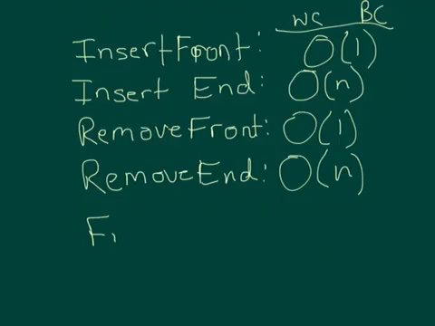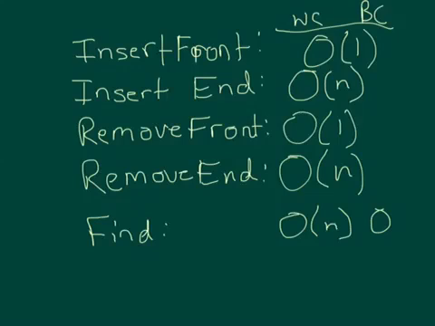Find, on the other hand, has a worst case and a best case scenario. The worst case scenario is if the item that you're looking for is at the end of the list, in which case it's in big O of n time, because you have to walk through the entire list, then you reach the end, and then you realize, okay, it's there. Or if it's not there. Either way, if it's not in the list, then you have to walk through the whole list anyways to check.